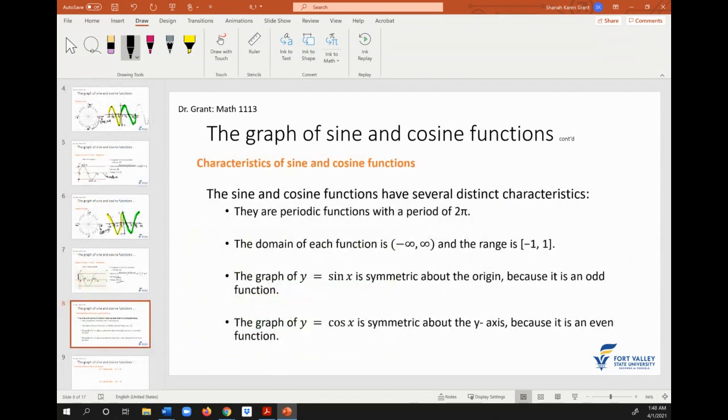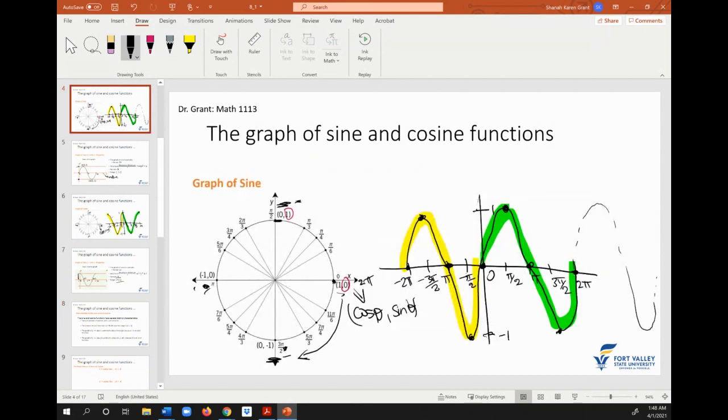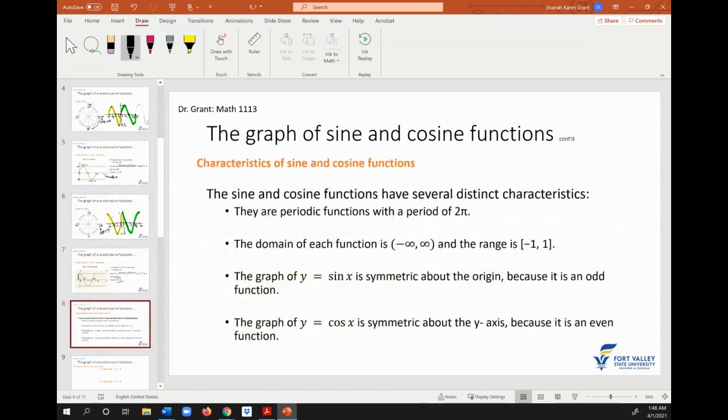All right, so a few characteristics that we just described for sine and cosine: the period is 2 pi, your domain is negative infinity to infinity, and your range is negative 1 to 1. The graph of y equals sine of x is symmetric about the origin. So whatever is in the first quadrant is going to be in the third, and whatever is in the third quadrant is going to be in the first. While the graph of y equals cosine is symmetric about the y-axis. Being symmetric about the y-axis means whatever is on the left will be on the right, and whatever is on the right will be on the left.